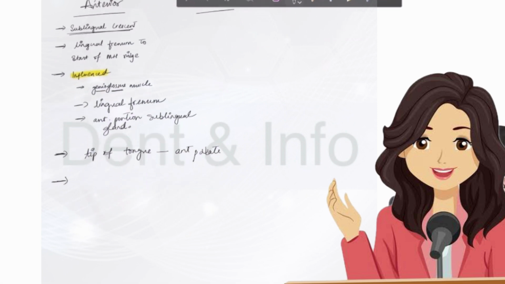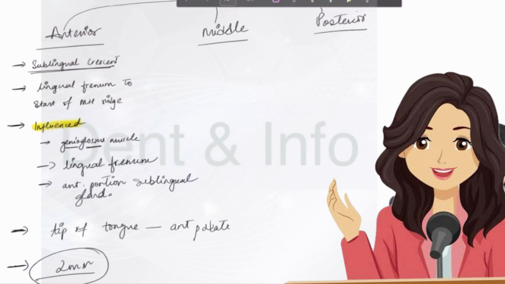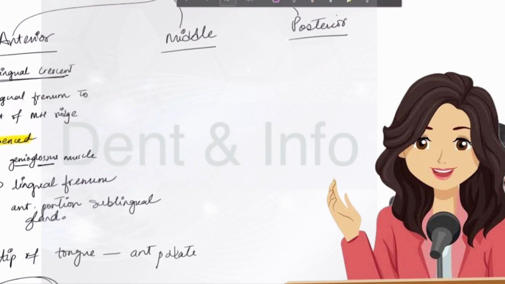The width of the sulcus that is maximum permissible is 2 millimeters. You cannot permit a thicker border here, otherwise it will just dislodge your denture, right? So that is about the anterior part.